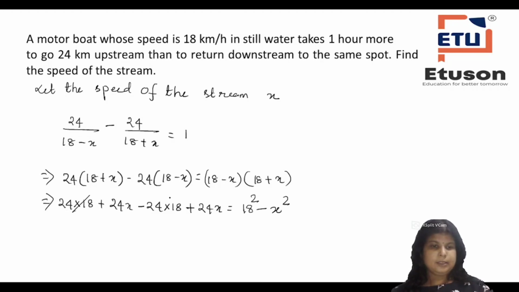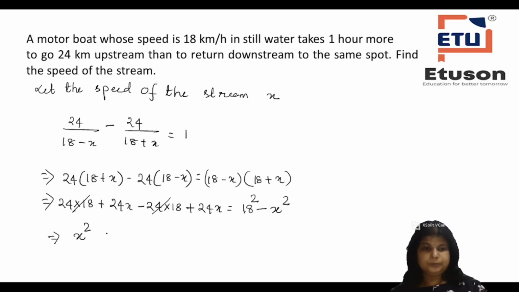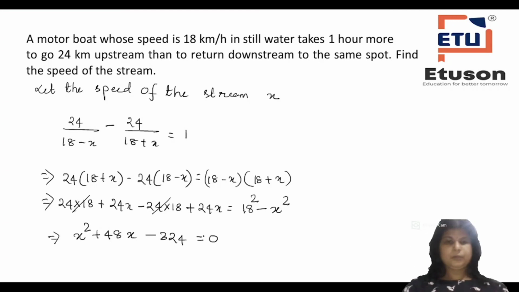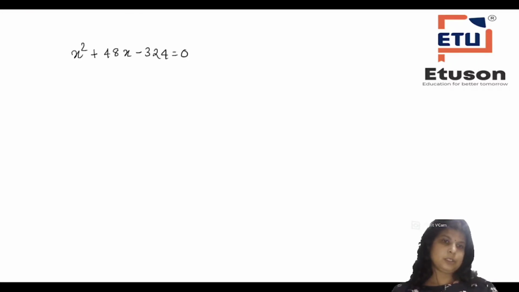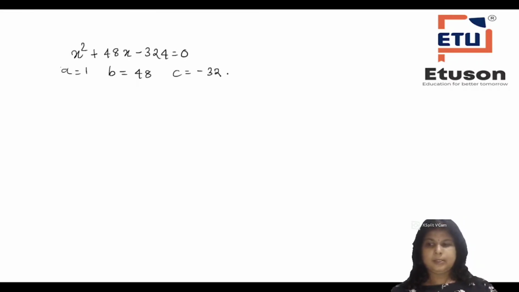So this and this get cancelled out, so you are left with what? x square plus 48x, 18 square is 324, so minus 324 is equal to 0. Okay, so you can solve this equation by using your formula. So let us write down the equation again. So x square plus 48x minus 324 is equal to 0. So here your a is equal to 1, b is equal to 48 and c is equal to minus 324.